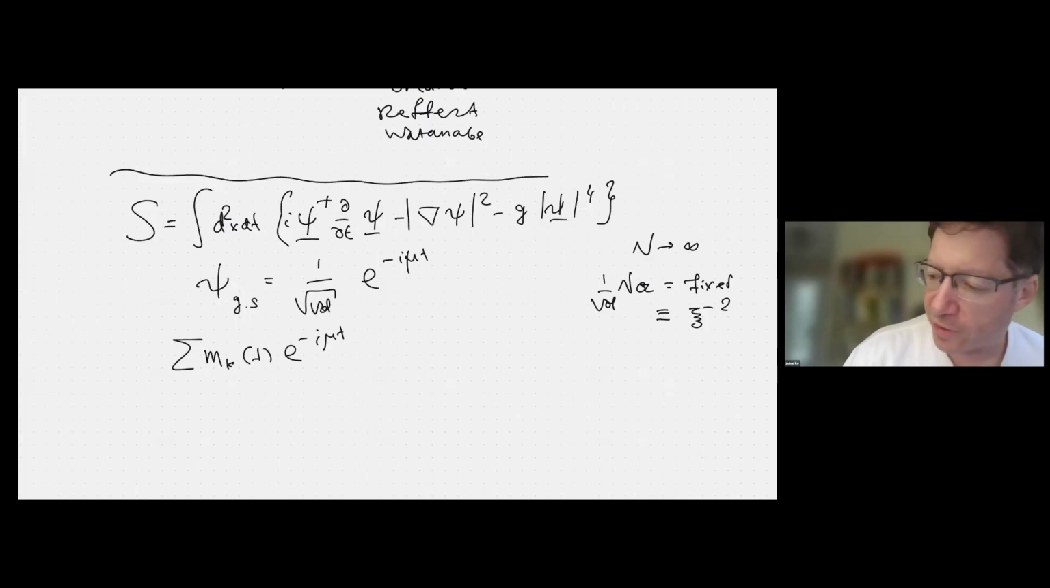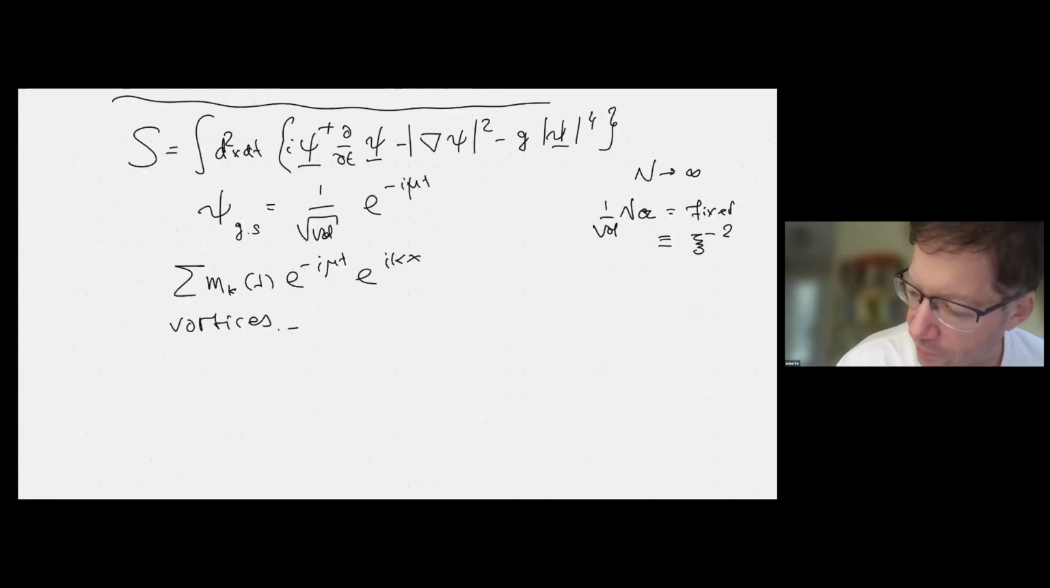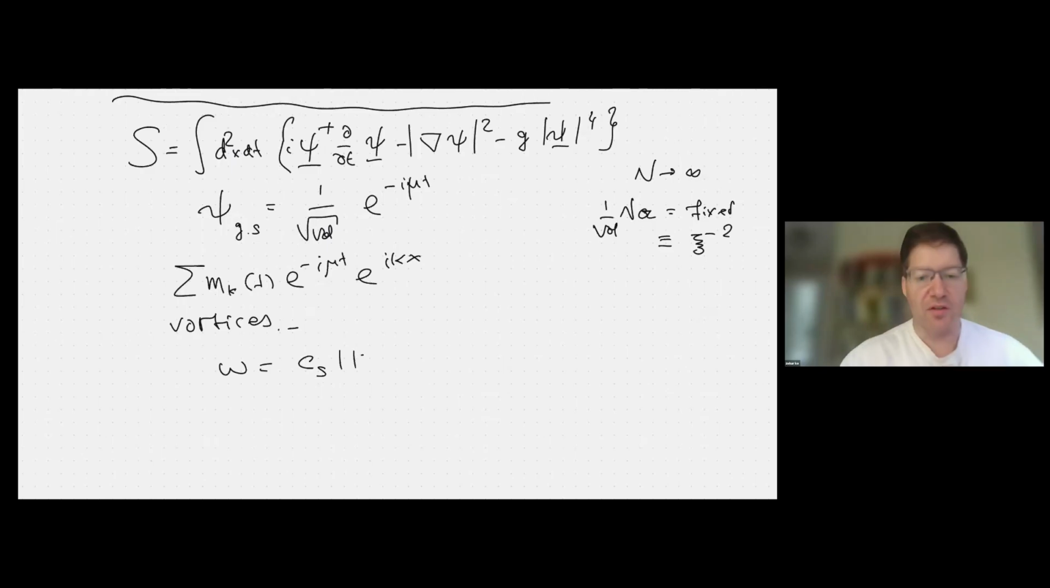We had phonon states that took this form, and we even had vortices. The spectrum of the phonon states was that omega, the frequency of the phonons, was given by the speed of sound times the absolute value of the momentum, and the speed of sound was h bar over mc. This is just a quick review of what we did.